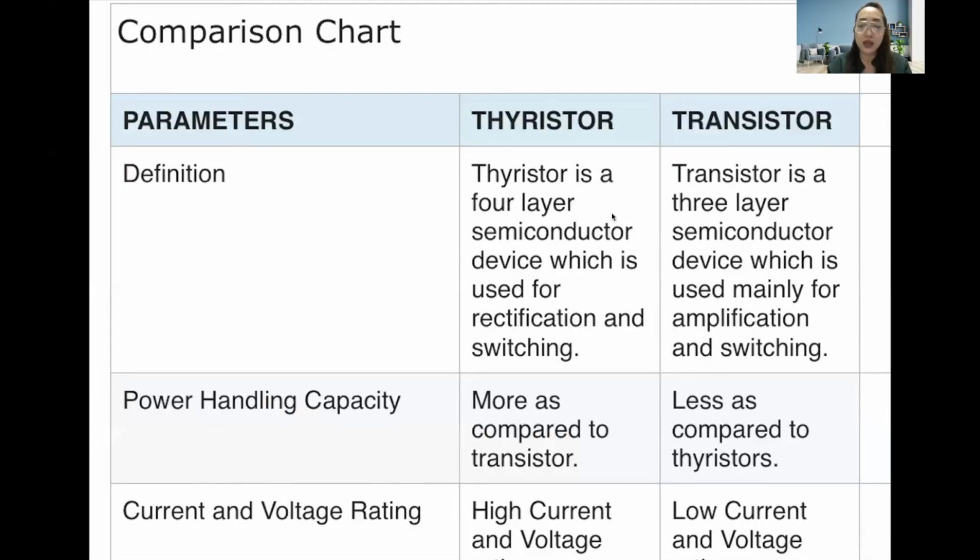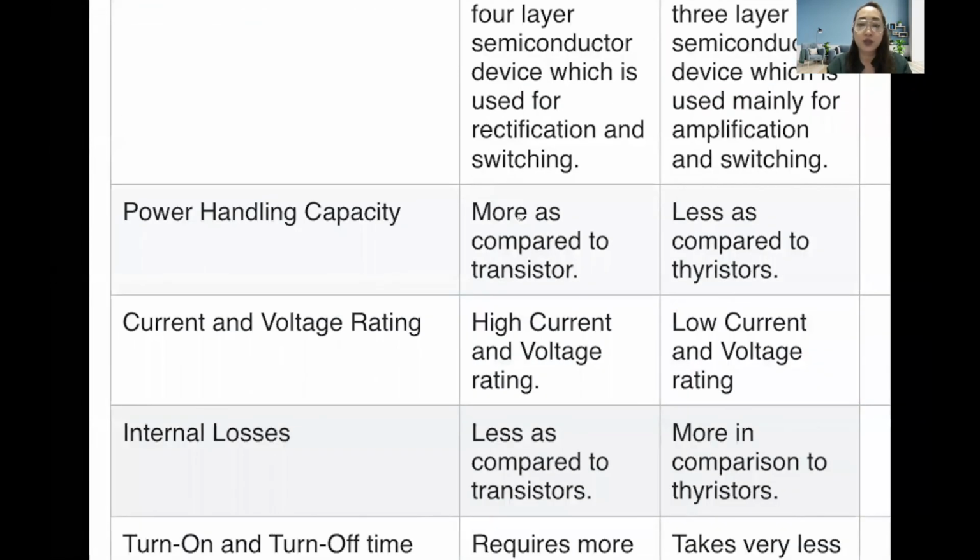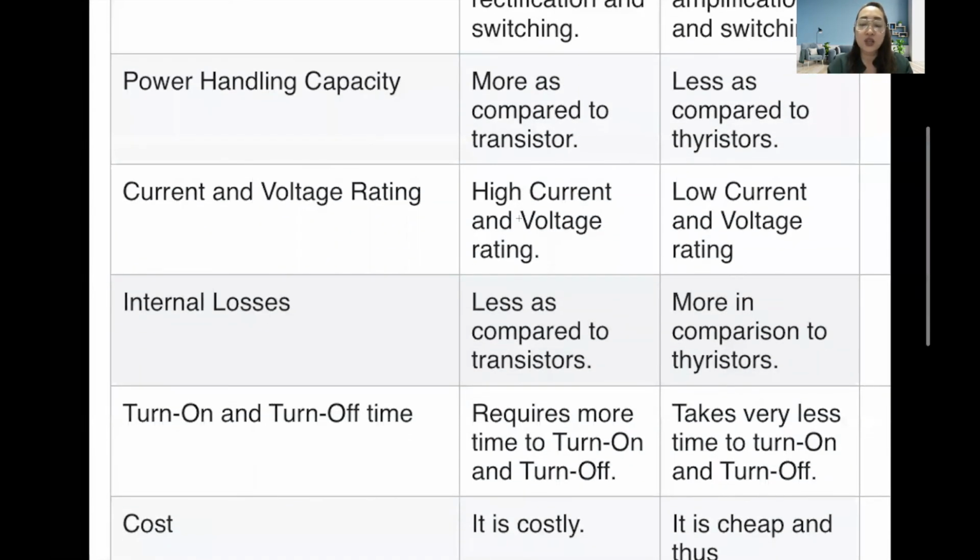Power handling capacity. Thyristors are more capable of power handling than transistors. Then current and voltage rating. Thyristors have high current and voltage ratings while transistors have low current and voltage ratings. Internal losses. Thyristors have less compared to transistors, and transistors have more compared to thyristors. That means when we use thyristors, we have the capability of minimizing the internal losses compared to transistors.